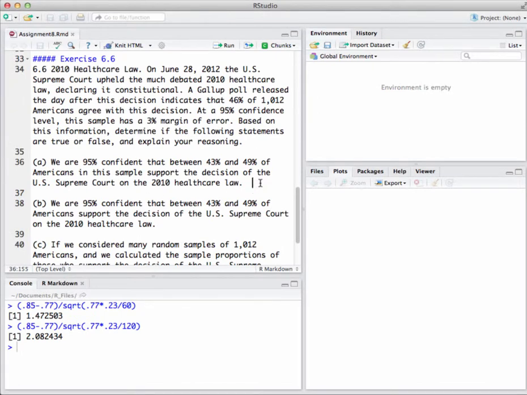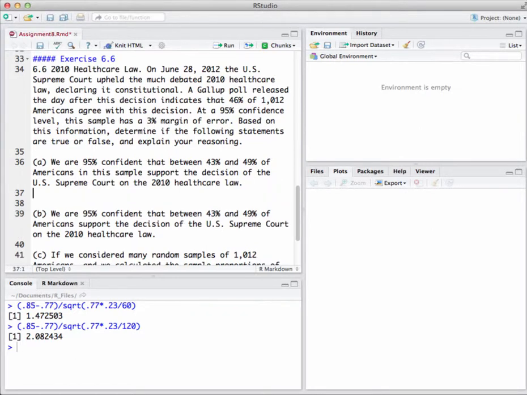The first one says we are 95% confident that between 43 and 49%, now we know where those numbers came from, of Americans in this sample. It was going so well until they said sample. A confidence interval is not about a sample. A confidence interval is about a population. So what we would be inferring is something about the population of Americans. So this is false. I'll stay in all caps here just to emphasize it: a CI is about a population, not a sample. Trying to mess with us again.